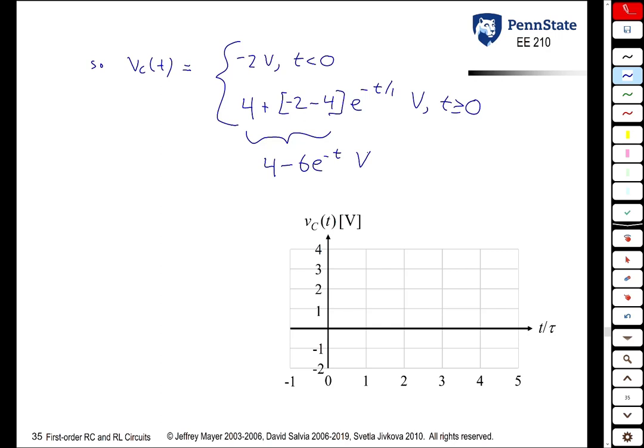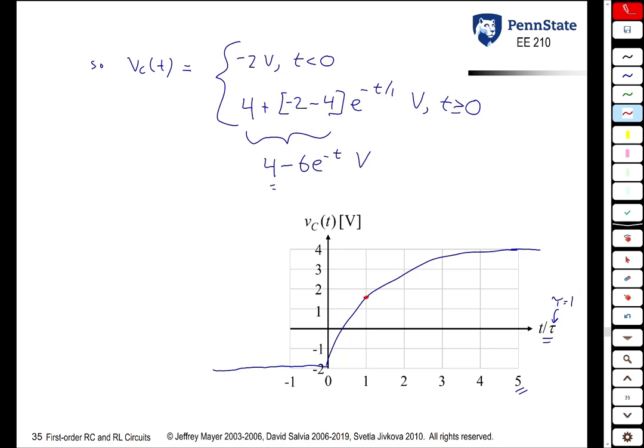If we wanted to plot the value of the voltage across the capacitor, this is our initial value of minus 2 volts. The final value is going to be 4 volts, and it's going to take 5 time constants to get there. Notice, once again, we have normalized time here, t over tau. Of course, in this case, tau is equal to 1, so it doesn't matter. And we're going to have, starting at time 0, this exponential rise to the final value.